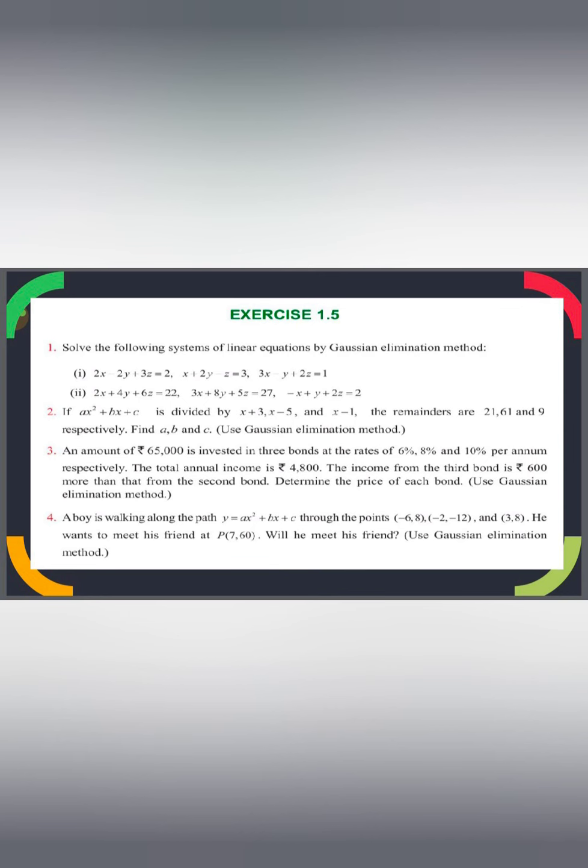Now let's move on to the exercise. We will see the second sum. If ax square plus bx plus c is divided by x plus 3, x minus 5 and x minus 1, the remainders are 21, 61 and 9 respectively. Find a, b, c. Use the Gaussian elimination method.